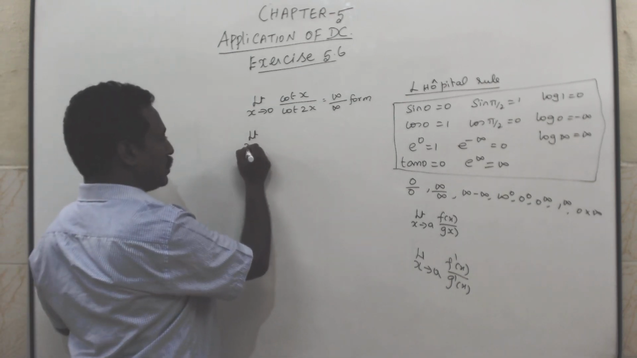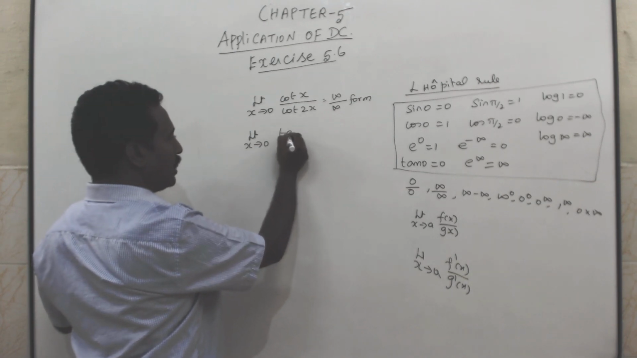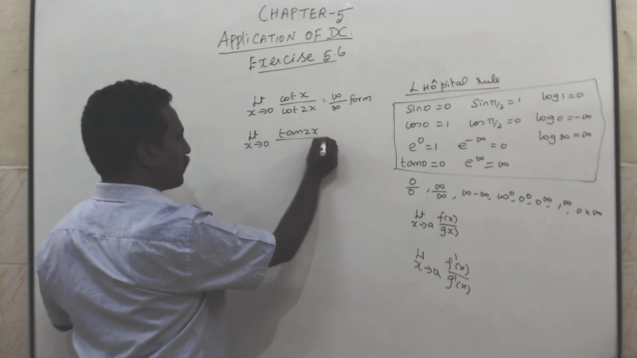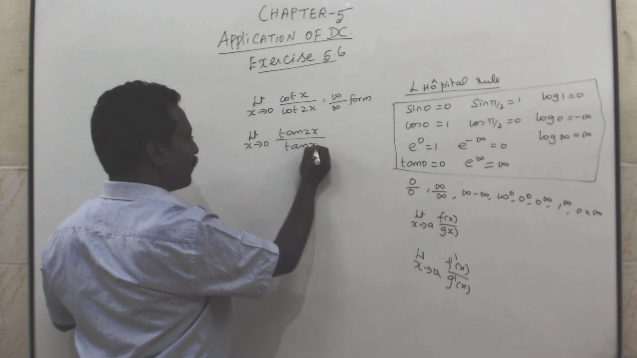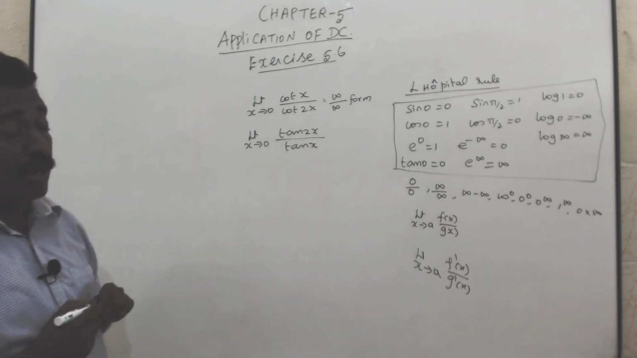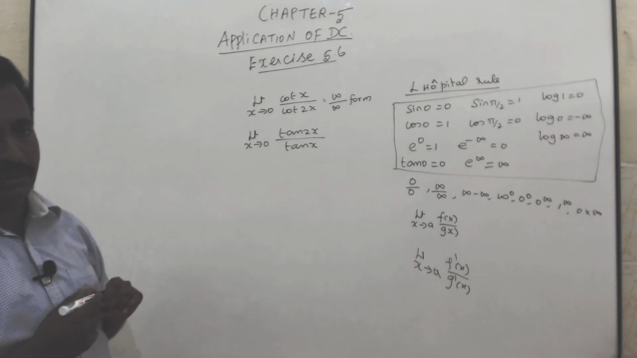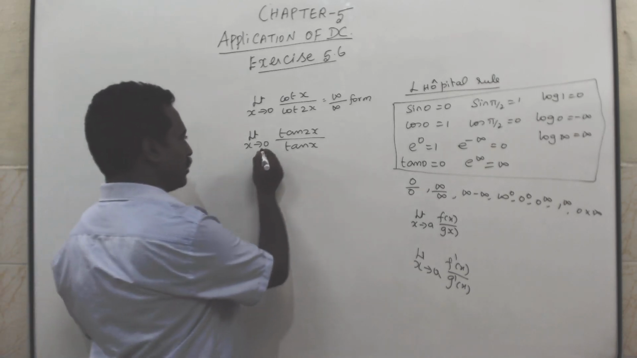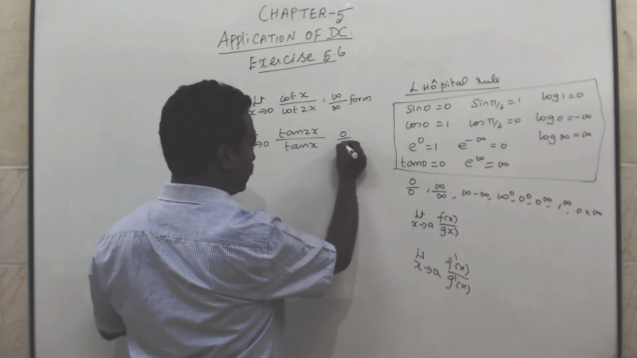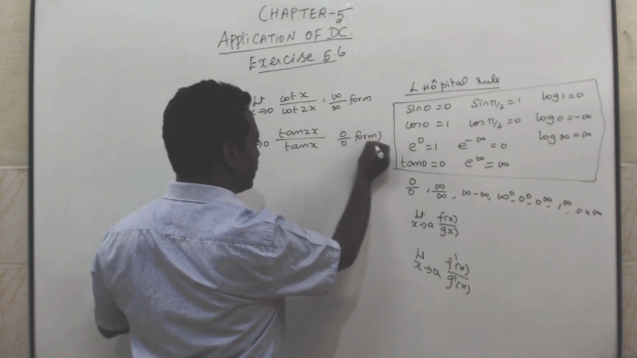Limit x tends to 0, tan 2x by tan x, because cot x is 1 by tan x and cot 2x is 1 by tan 2x. Simplify, I will get tan 2x by tan x. When we substitute 0, that is 0 by 0 form, because tan 0 is 0.